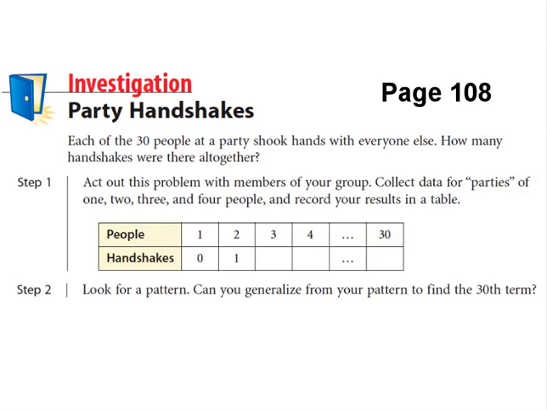So I'll go first. 1, 2. No, we'll do the 4 first. Okay, so let's do 3. 1, 2, 3. There's 3 possibilities. So 3 would be 3.